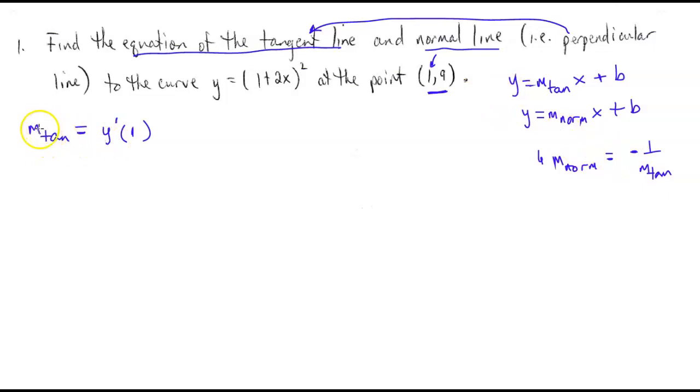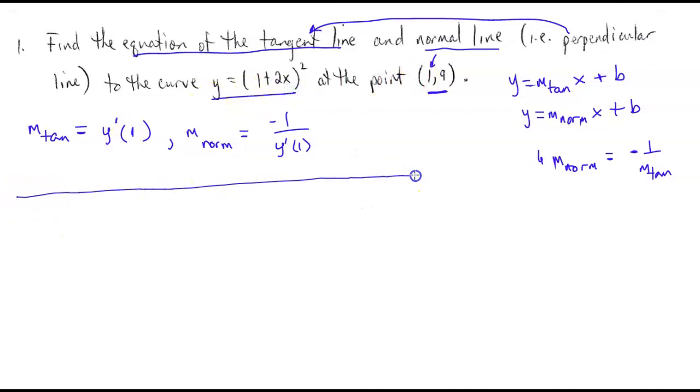So if we know that the slope of the tangent line is going to be the derivative of our function at 1, then that means that the slope of the normal line, which is the slope of the line that is perpendicular to the tangent line, is going to be negative 1 divided by the derivative of this function evaluated at 1. Okay. So we're laying all this out now so that we know what it is that we're looking for. The most important thing here is to find out what the derivative of this function is.